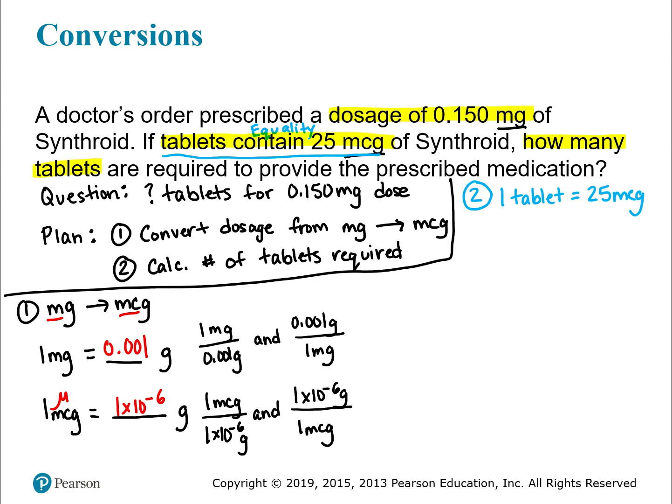So when you're reading through a problem, you need to identify things that could be equalities or conversion factors that you can pull out as you're given information. We've got 1 tablet is equal to 25 micrograms. From here, all we have to do is write our conversion factors. I'm just going to abbreviate it as tab because tablet is just too long.